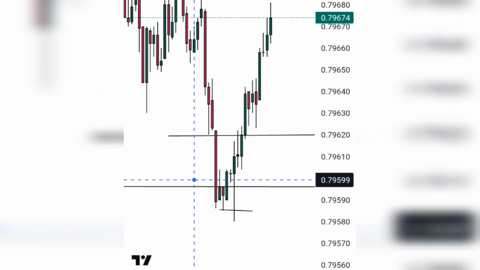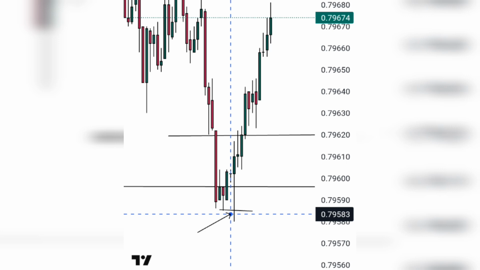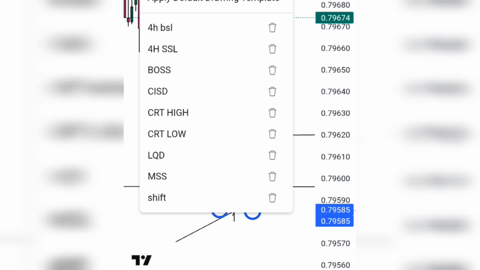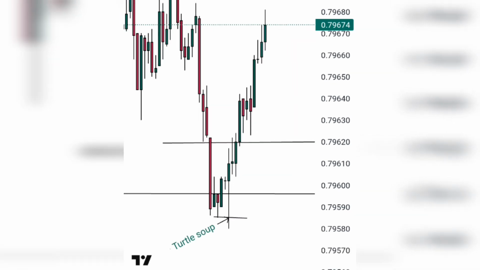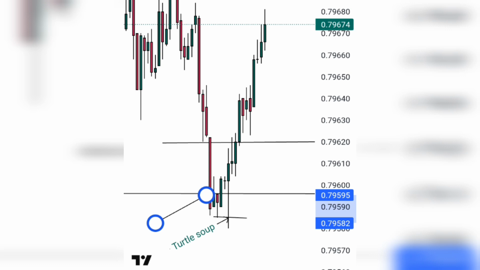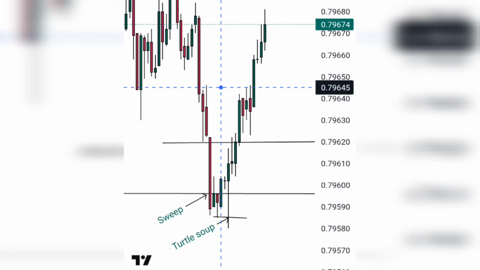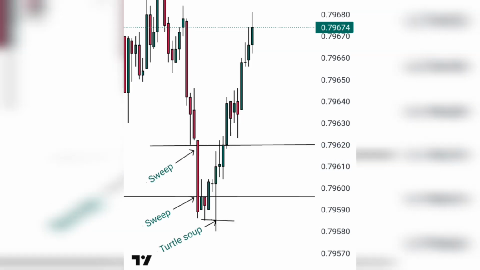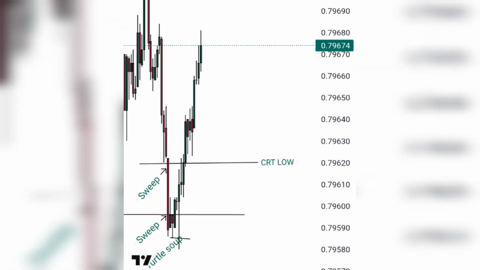Then after that we can also see that that is the turtle soup. Let's first mark out the turtle soup like that. Then there is a sweep in the low in the 4-hour sell side liquidity, and also there is a sweep on the CRT low. Yeah, that is it.